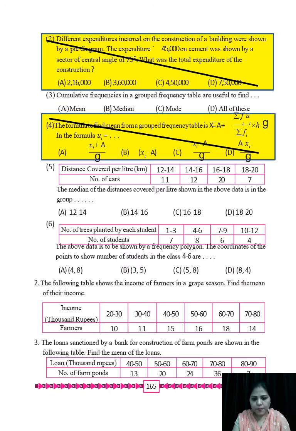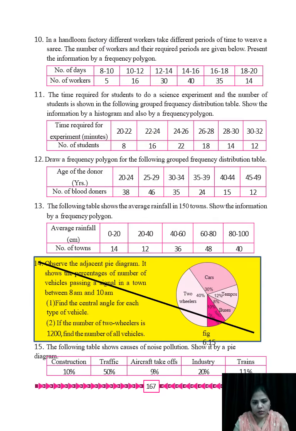Cancel them. Then 165. Second and fourth sub question. Second and fourth sub question of what? Of practice problem set 6. Problem set 6 will not be there now. Again, the question related with reading of pie diagram, that is the 14th sum from the problem set, is not there. 14th sum from problem set, page number 167.